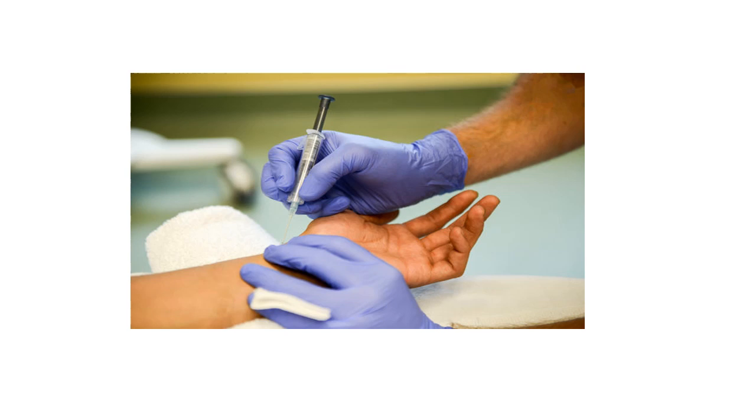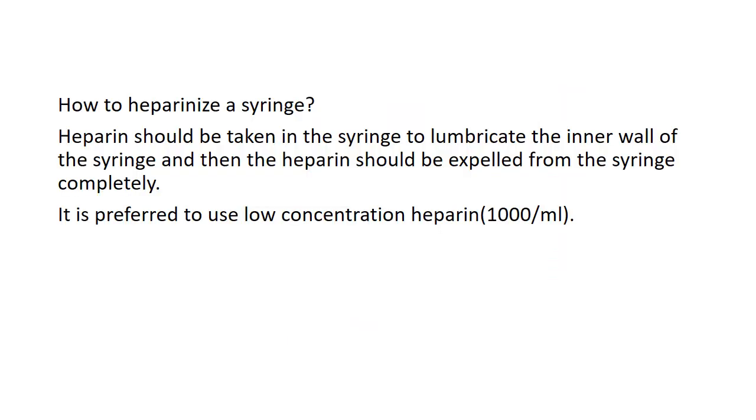Now, when you are going to collect a sample, always hold the syringe in a pen-holding fashion, and puncture the artery, that is the radial artery or the femoral artery, at an angle of 45 degrees. Got it? You can see it from the picture. So how to heparinize the syringe?